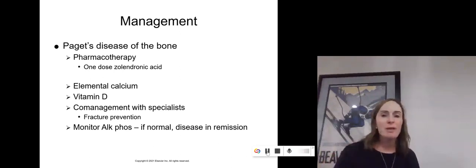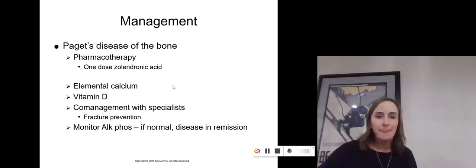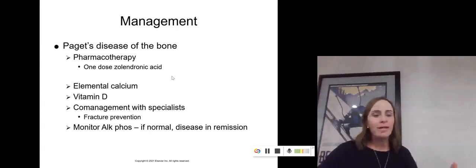With our Pagets patients, you want to do elemental calcium and vitamin D, and then focus on fracture prevention. I tell all of my bone patients, your one job is to make sure you don't fall. Move slowly. If there are things in the house that you're constantly tripping over, you need to get those out of the way. Okay? And as long as the alk phos stays normal, the disease is in remission, which is great.